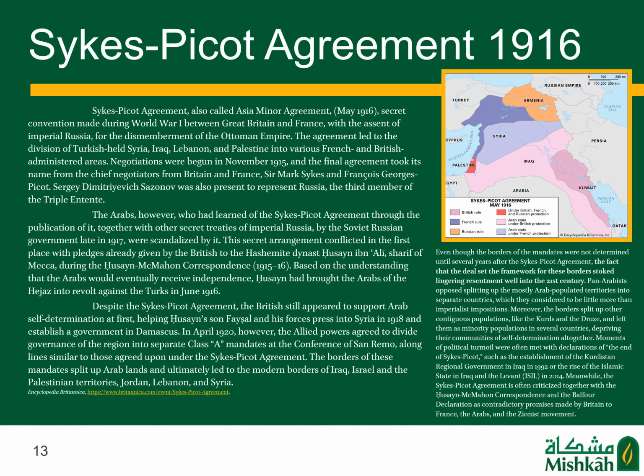Pan-Arabists oppose splitting up the mostly Arab-populated territories into separate countries, which they considered to be little more than imperialist impositions, divide and conquer. Moreover, the borders split up other contiguous populations like the Kurds and the Druze and left them as minority populations in several countries, depriving their communities of self-determination altogether. And as we mentioned with the concept of nation-statehood, it's supposed to be one ethnicity, one language, one cultural memory. And so when you have all of a sudden minorities being split up into different countries, it leads a lot of times to not only discrimination, marginalization, but actual genocide, as right-wing fascist conservatives try to purify the country from ethnic minorities.